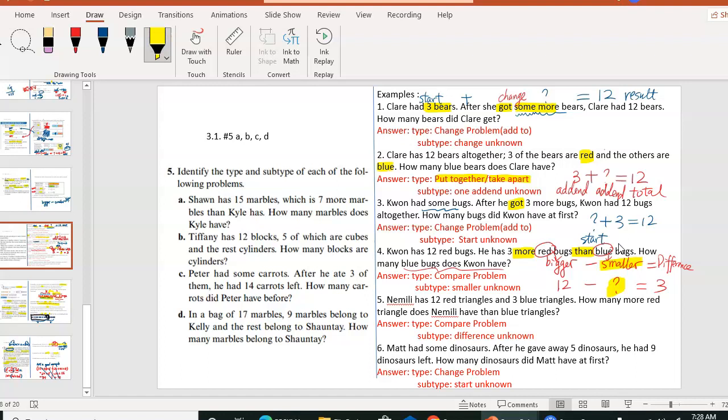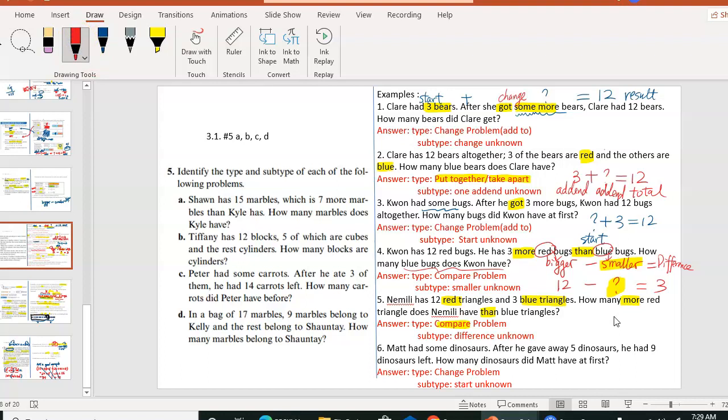Now, Namely has 12 red triangles. So again, when you see different colors, whether it's red bugs, blue bugs, or red bears, blue bears, they always have different categories. How many more? So notice the words how many more than, and that's a compare problem. So whenever you see more than, compare. And next, let's determine which one is unknown.